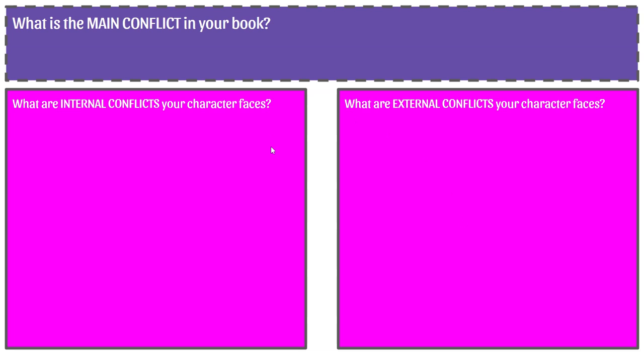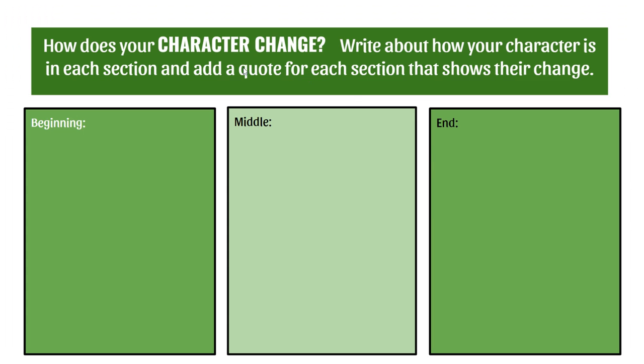Now you're going to talk about conflict. So what is the main conflict? And then give me internal and give me external. So you're going to have both kinds. Now, needless to say, all of this work needs to be written in complete sentences. Complete sentences. You are 8th graders. Let's make sure they're complete sentences.